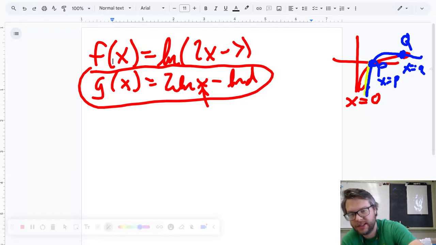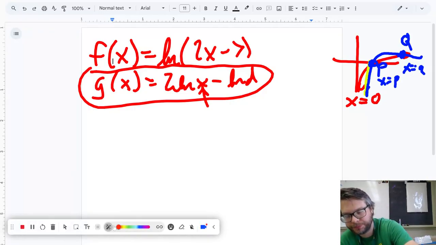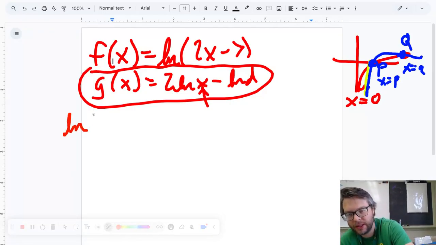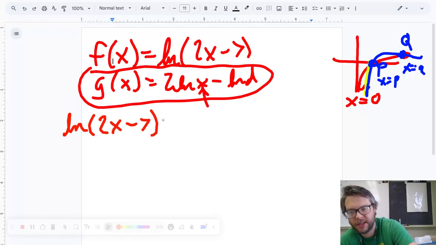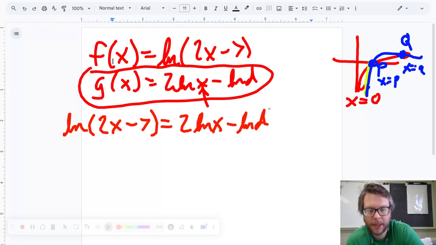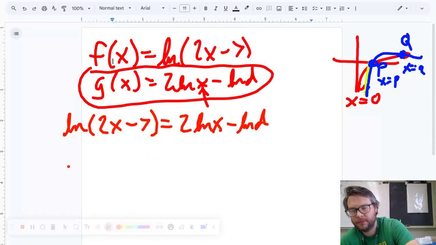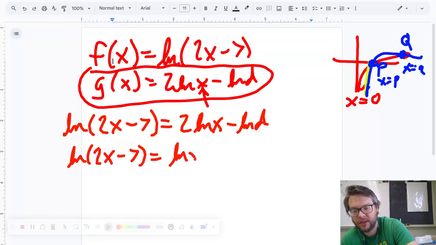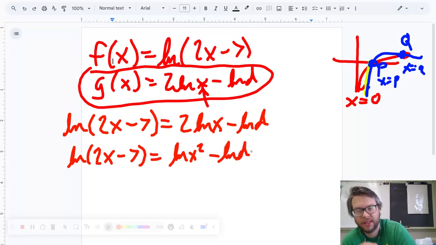So let's set these two things equal to each other and see if we can figure out where they intersect. So natural log of 2x minus 7 equals 2 ln x minus ln of d. Now we have to use some of our log rules. I'm not going to do anything to the left side yet, but I'm going to rewrite the right side like this: natural log of x squared minus natural log of d.